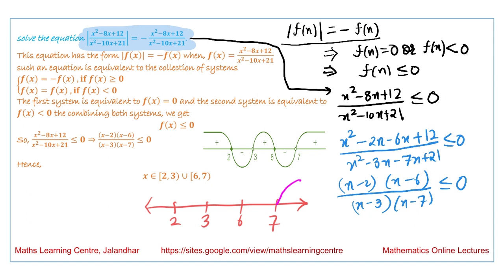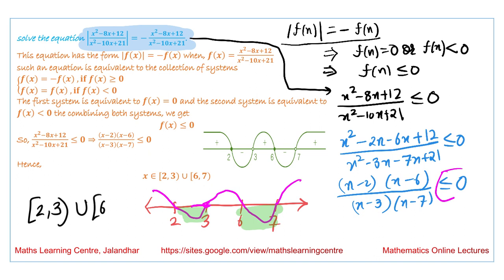The powers are 1, so we have the curve in this form. We are interested in those values for which the expression is less than 0. Less than 0 means we are interested in these intervals, from 2 to 3 and then 6 to 7. So the solution set is [2, 3) union [6, 7).